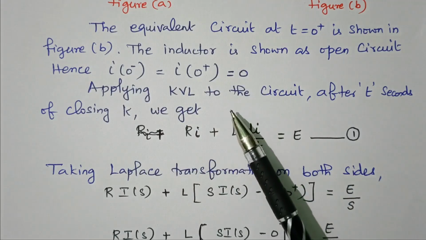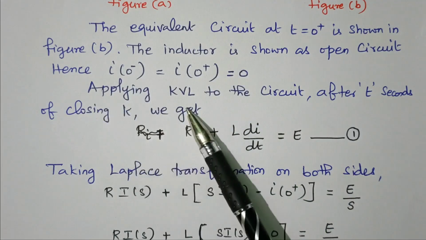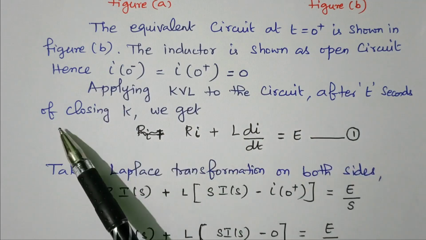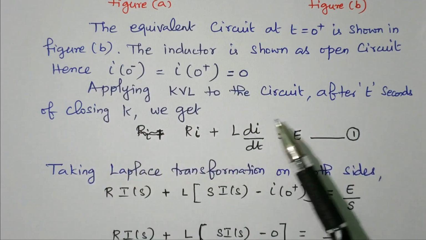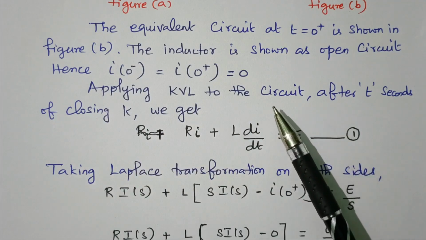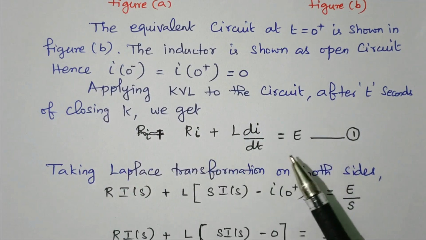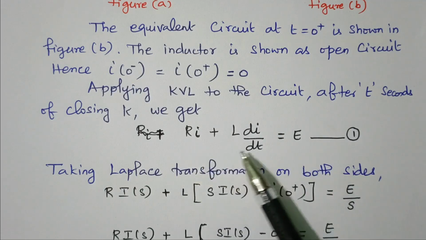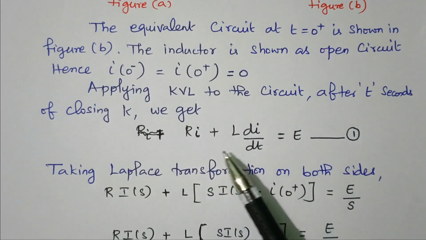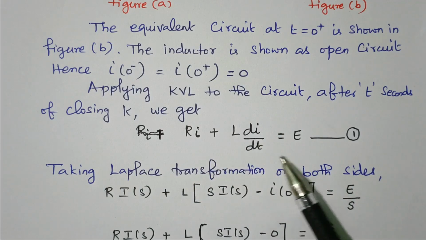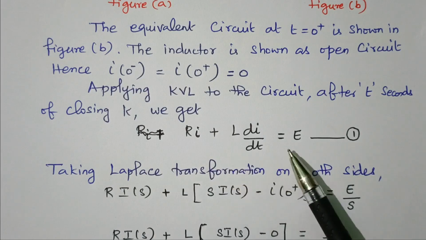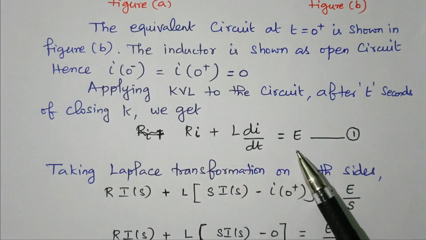Right. Then we go for applying Kirchhoff's voltage law to the circuit after t seconds of closing K. After closing the switch, we can apply Kirchhoff's voltage law. We already discussed the applied voltage E equals resistive drop plus inductive drop, Ri plus L di by dt. This is equation number 1. Resistive drop plus inductive drop is equal to E, the applied voltage.